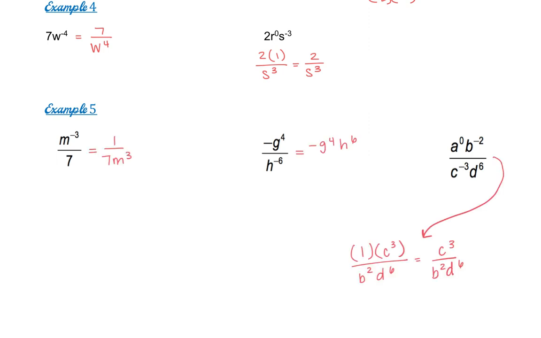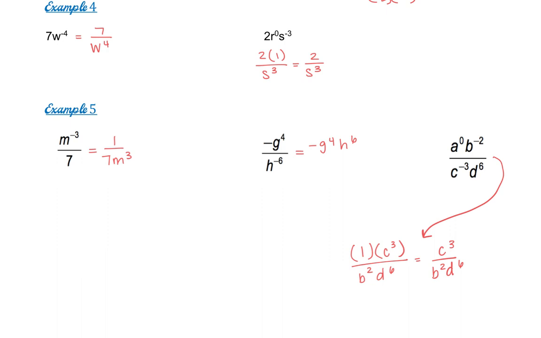All right, for that first one, we need to make m to the power of negative 3 positive. In order to do that, I need to take m to the power of 3 and move it to the denominator. So when I do that, I get 1 over 7m to the power of 3. 7 does not have a negative exponent, so we don't change it. It does not move.